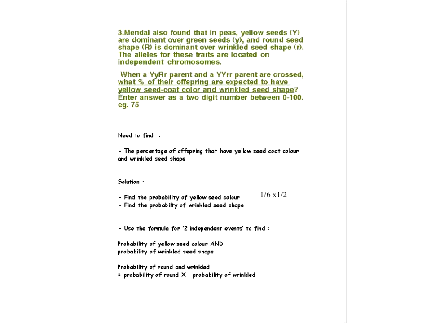So the way that applies to our problem here, the probability of getting round and wrinkled is the probability of round times the probability of wrinkled. Okay, so we always multiply the 2 probabilities together if they're independent events. Okay, so what we're going to do then is separately find out probability of round, or probability of yellow seed, and then probability of wrinkled seed shape. So let's do that.